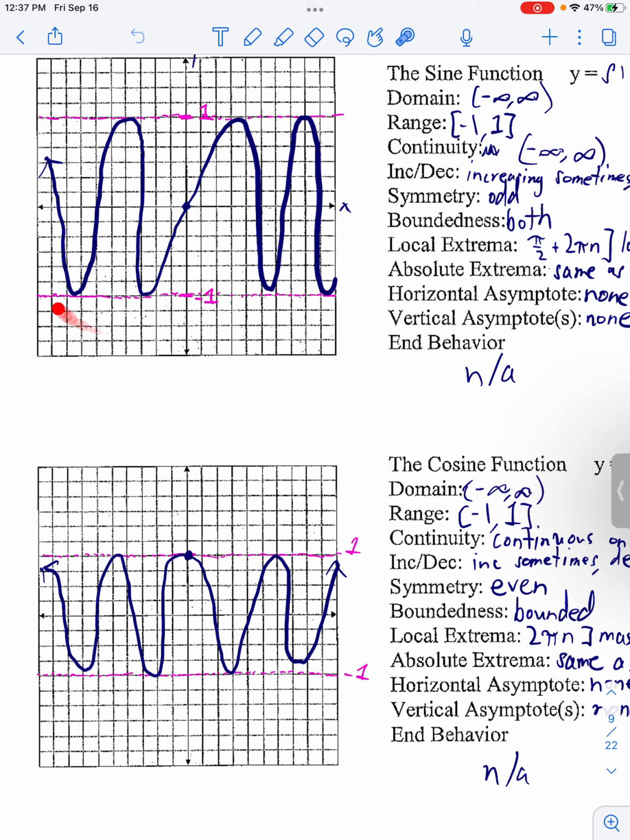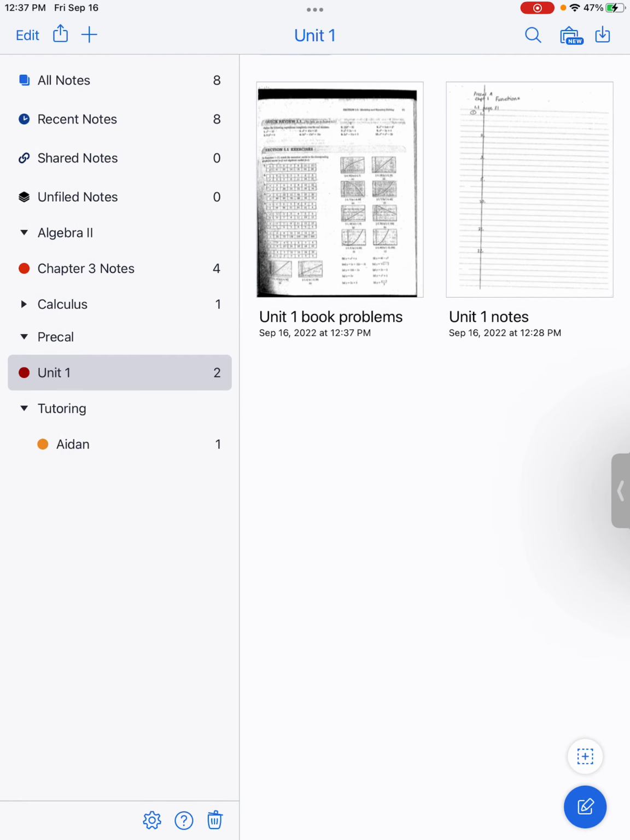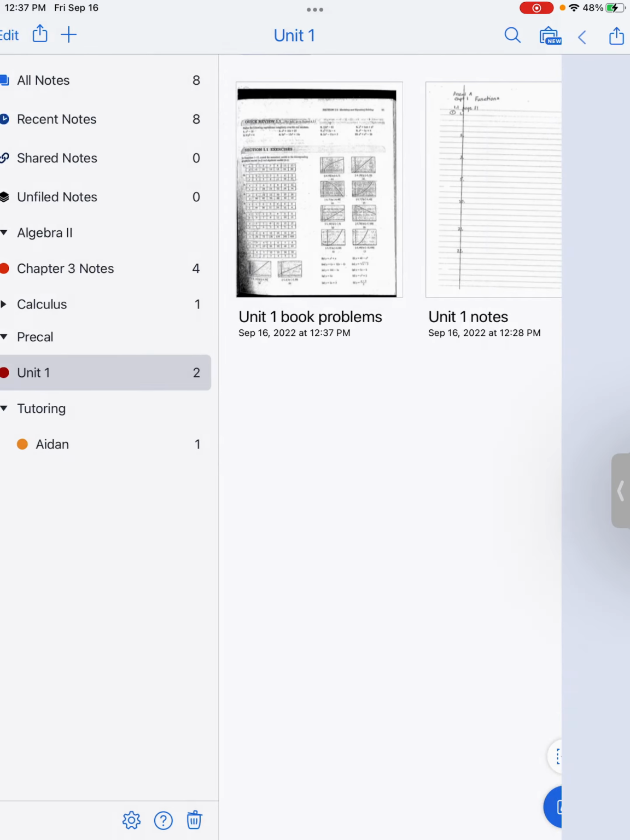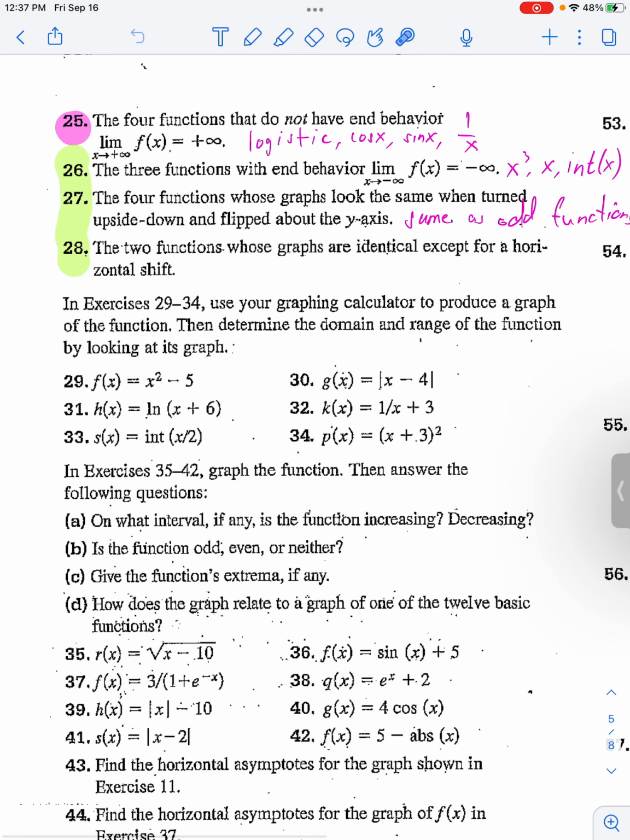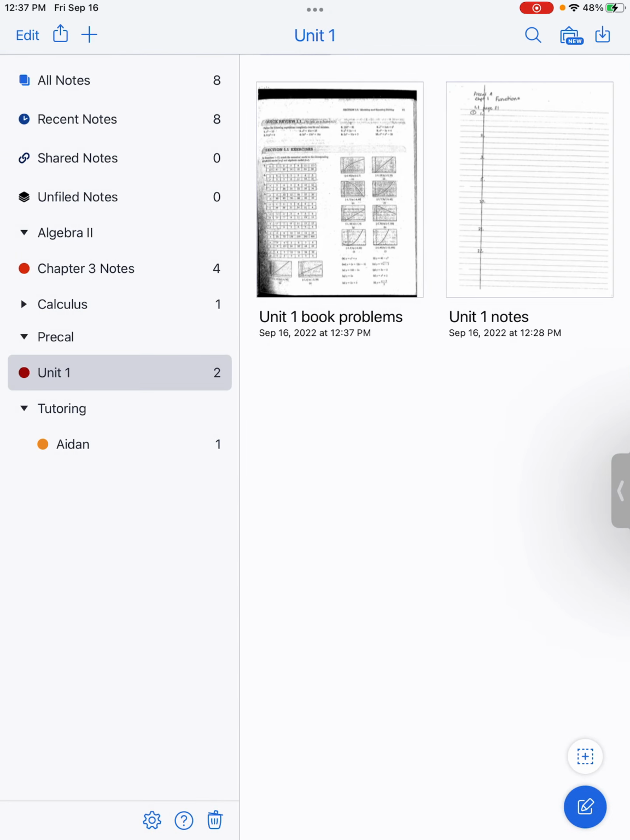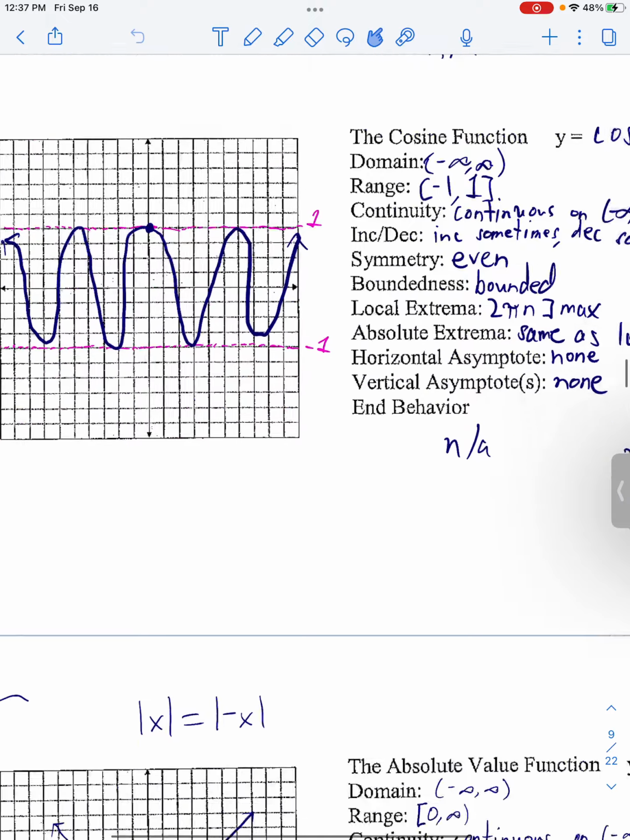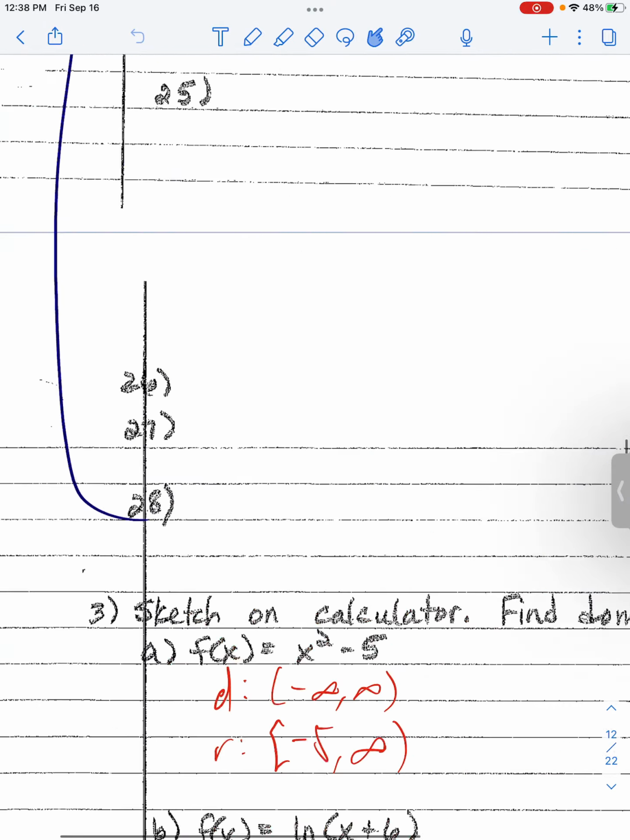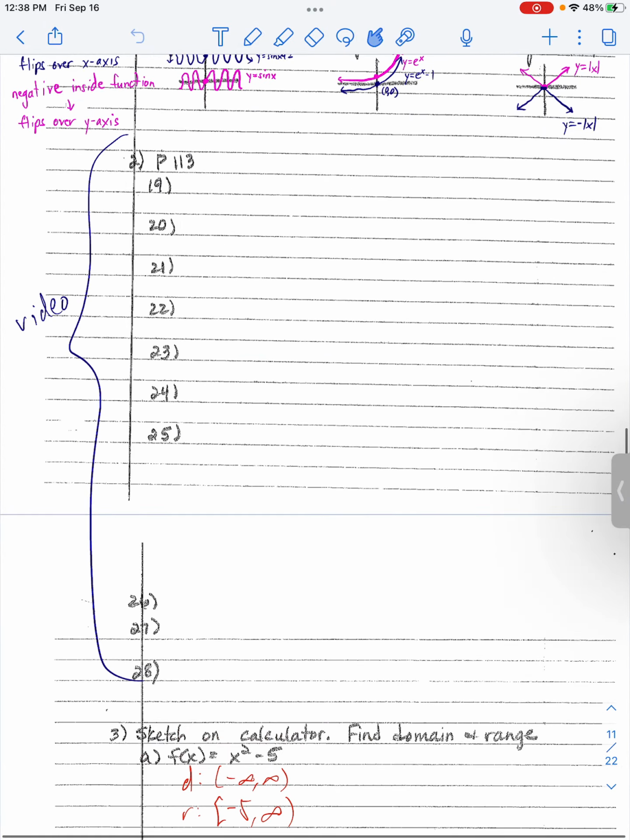We took this whole thing and shifted it to the right, or to the left, depending on how you look at it. So the same except for a horizontal shift. Sine x, cosine x, okay? So those are the textbook problems that are in the notes here. So we just did all of these, okay? So slow down, rewind, pause if you need to, okay?